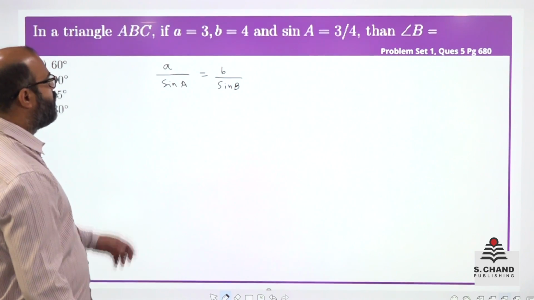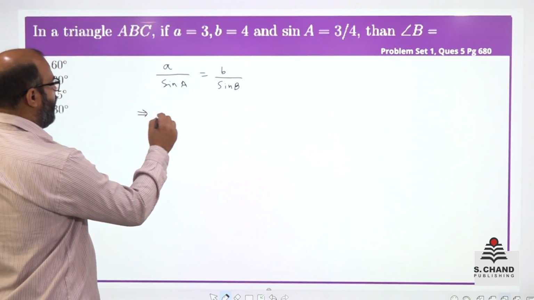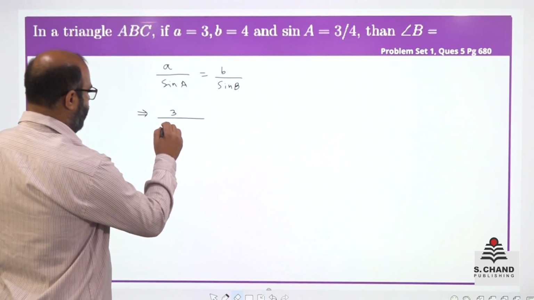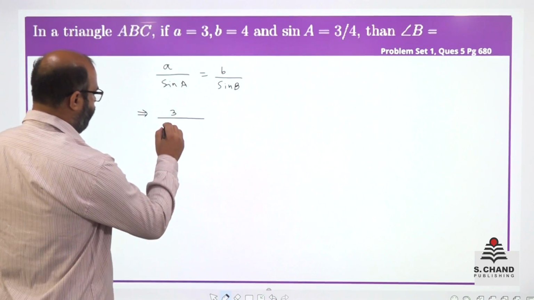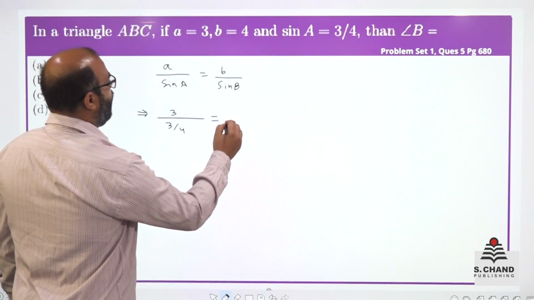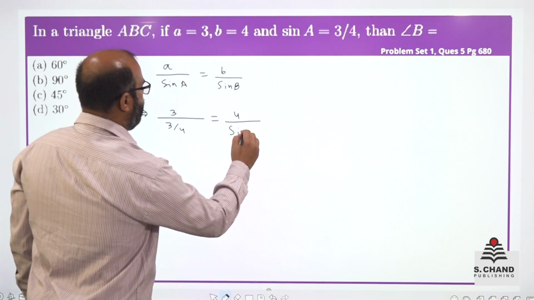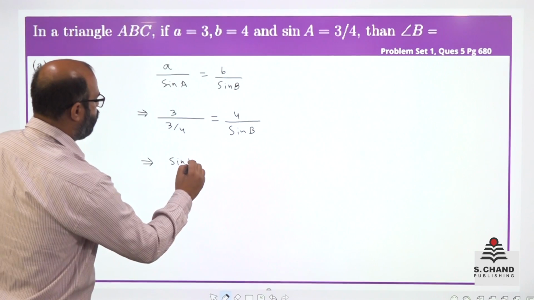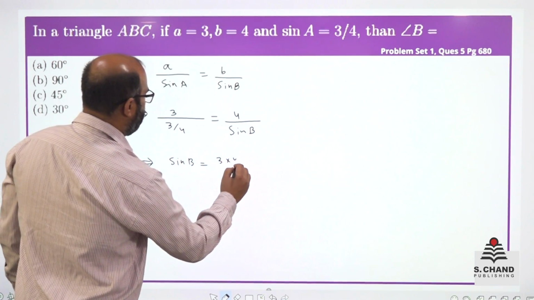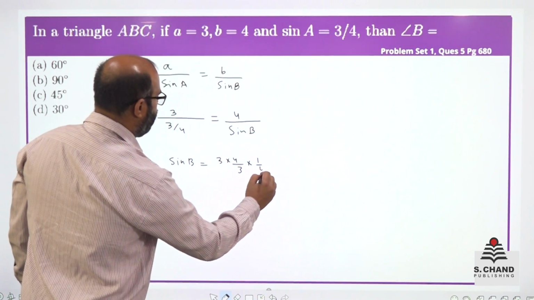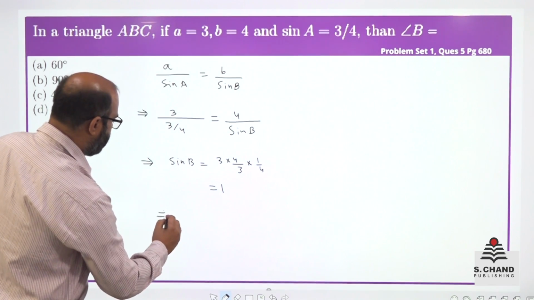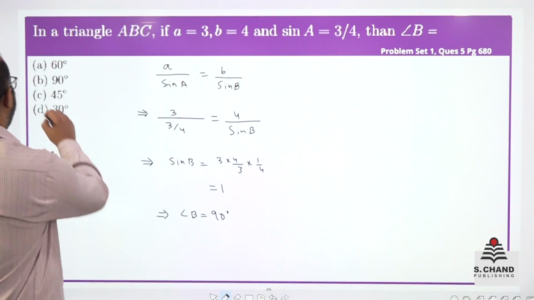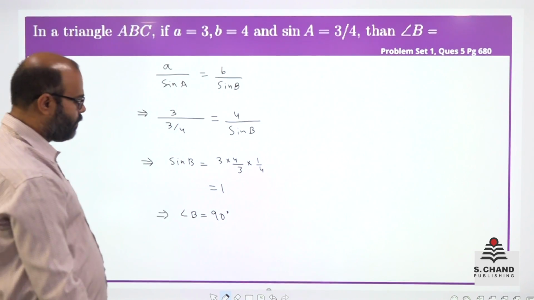And if we do this, a is given as 3, the side length. Sin A is given as 3 by 4. So let us write sin A, which is 3 by 4. b is given as 4, and this is sin B. This is sin B is equal to 3 into 4 by 3 into 1 by 4, which will be 1. So you can say that angle B is actually equal to 90 degree. So angle B is equal to 90 degree.